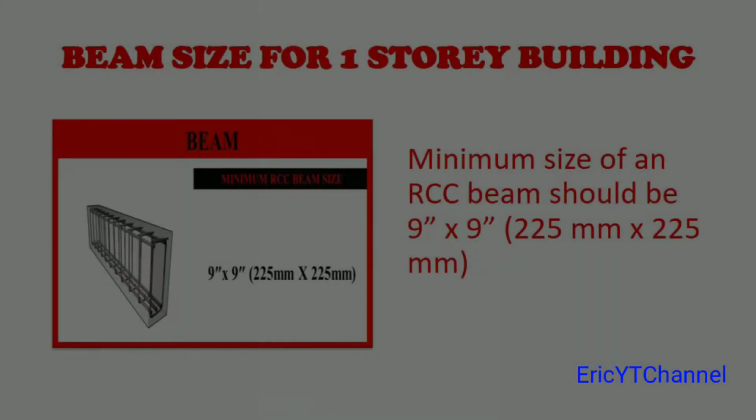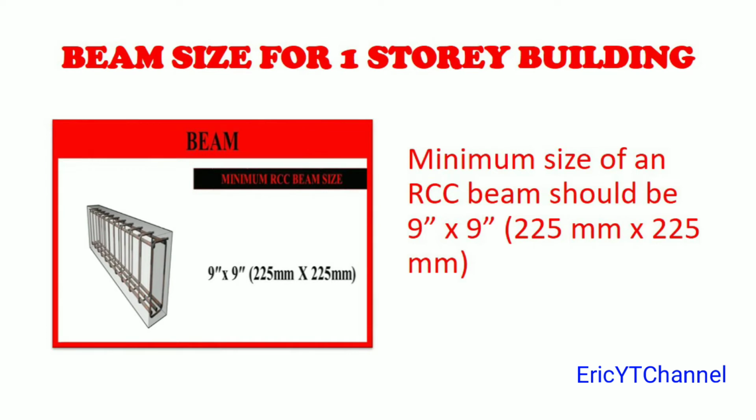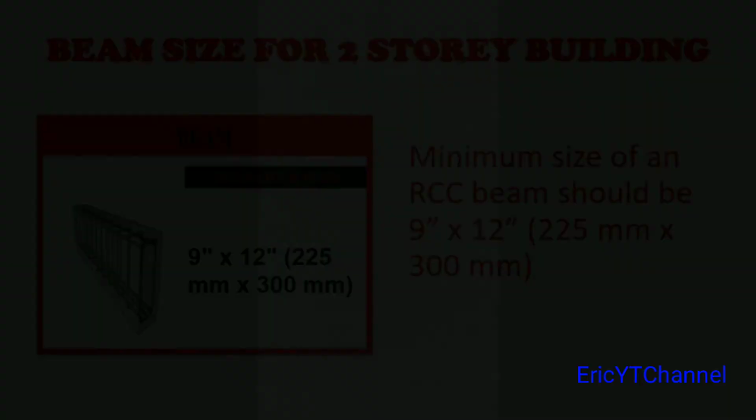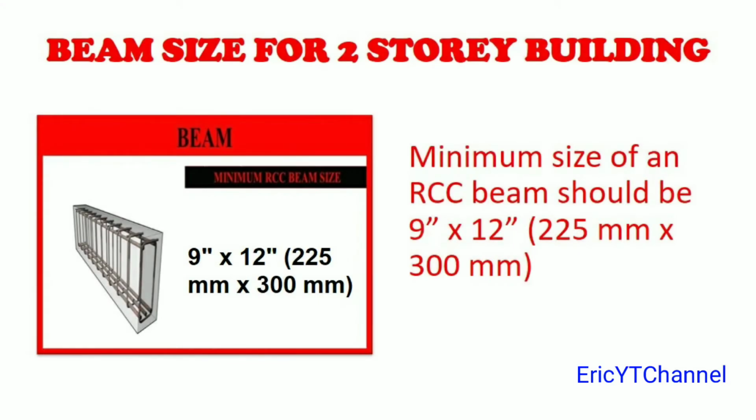Beam. Beam size for one-story building. Specification is minimum size of an RCC beam should be 9 inches by 9 inches or 225 mm by 225 mm. Beam size for two-story building. Specification is minimum size of an RCC beam should be 9 inches by 12 inches or 225 mm by 300 mm.